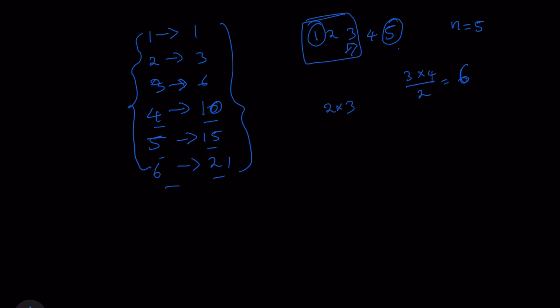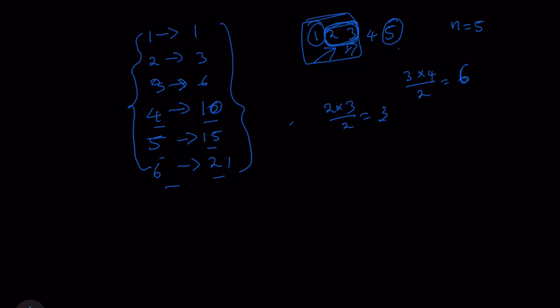2 into 3 over 2 is 3. So we find this 3 is less than 5. So we are going to shorten this range. So we have 2 and 3. We already looked at 3. So we find 2 is the answer. So we can do binary search to find our answer.